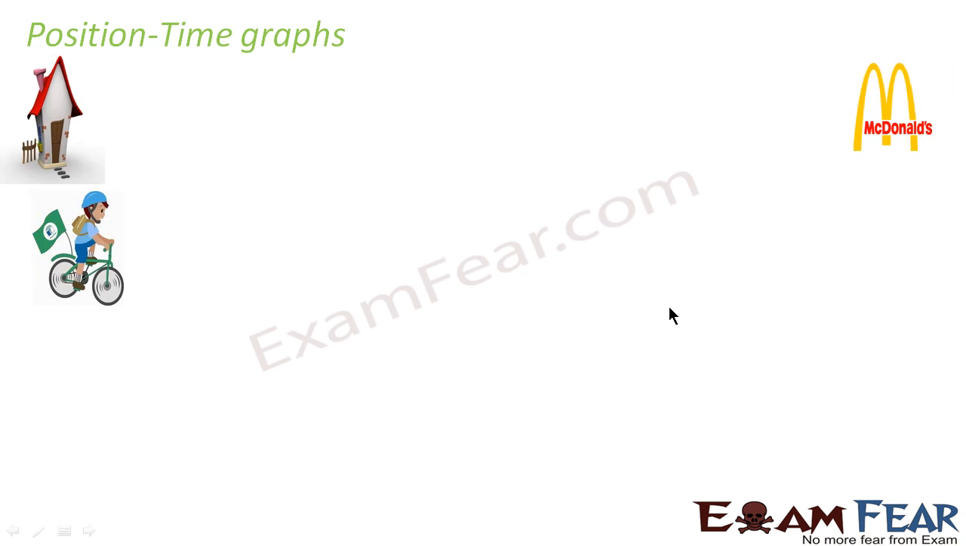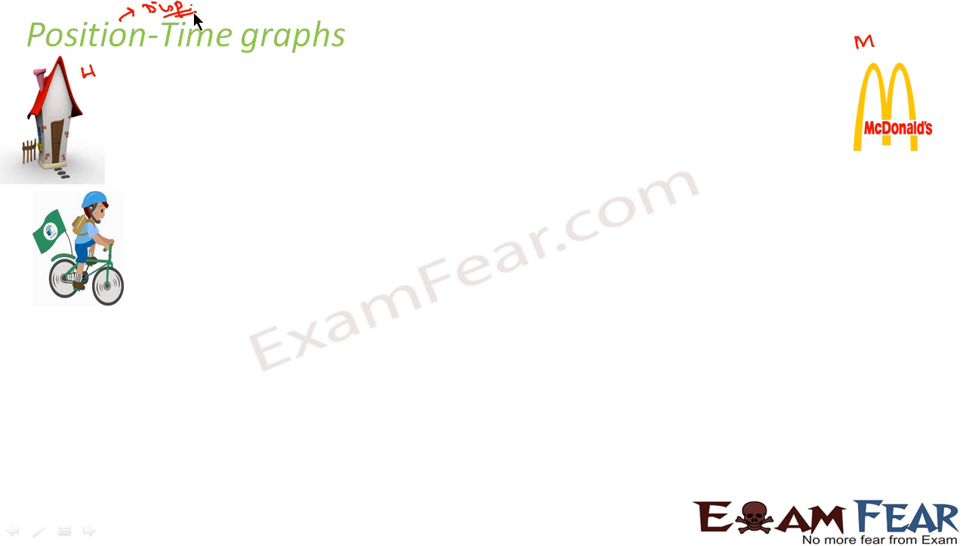Now, very similar to distance time graphs, let us now look at position time graphs. Position, when we talk of position, I mean displacement. Now we will take the same example and try to plot the position time graph so that you can understand the difference between the two. Even here, Ronnie will travel from his home to McDonald's. Position time graph is nothing but displacement time graph.